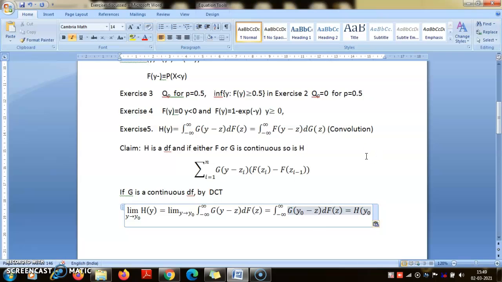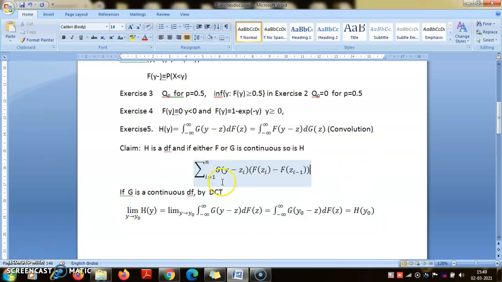You can verify that h of minus infinity is 0. By the same logic you can take the limit under the integral. So g of minus infinity is 0, so h of minus infinity will be 0. Similarly h of plus infinity is 1, because as y tends to infinity the limit will be pushed under the integral, and therefore it will be 1. So in this way we can prove all these properties. So this is called convolution.